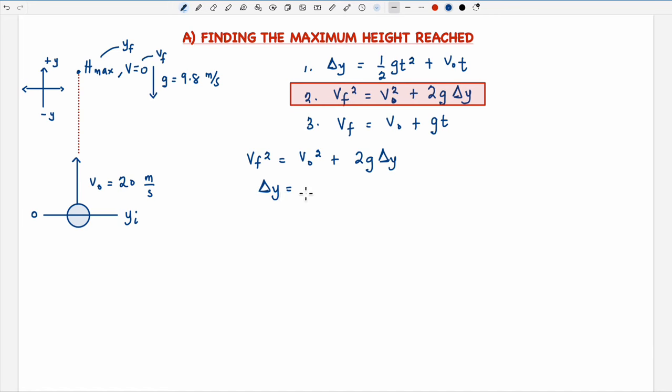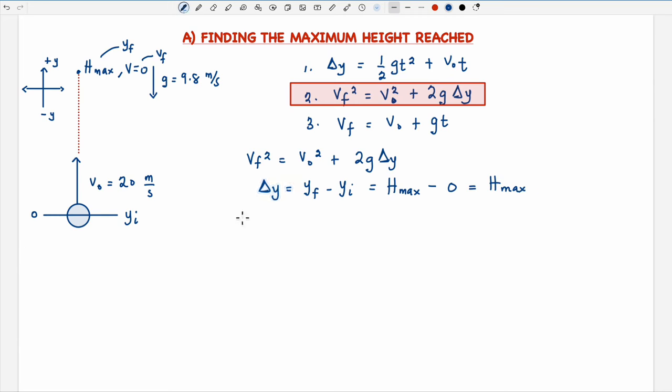So we should remember that this object started from some initial position and then went to some final position. So delta y means we have the final position minus that initial position. If we plug in these values, we can see that the final position is the maximum height. Therefore, we have h max, and then minus the initial position, which is our origin, in this case 0. So we have 0, and that results in h max.